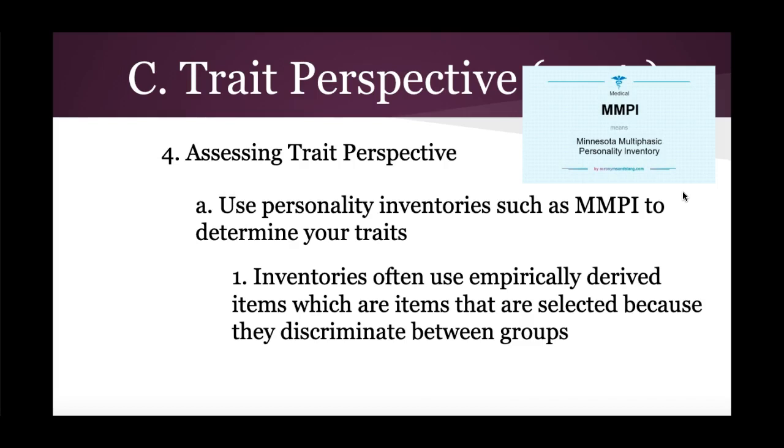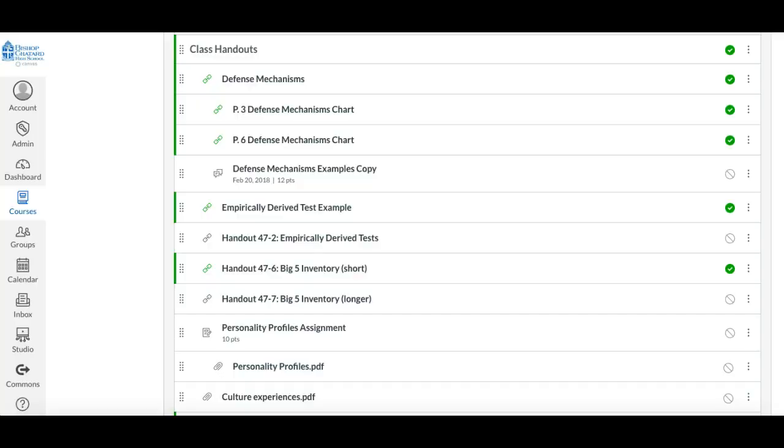So I want to do a little test here. What I would like you to do is pull up Canvas. You're going to go under personality, and you're going to go under class handouts. Okay, so personality, class handouts, and you're going to click on this empirically derived test example. You're going to click on it.